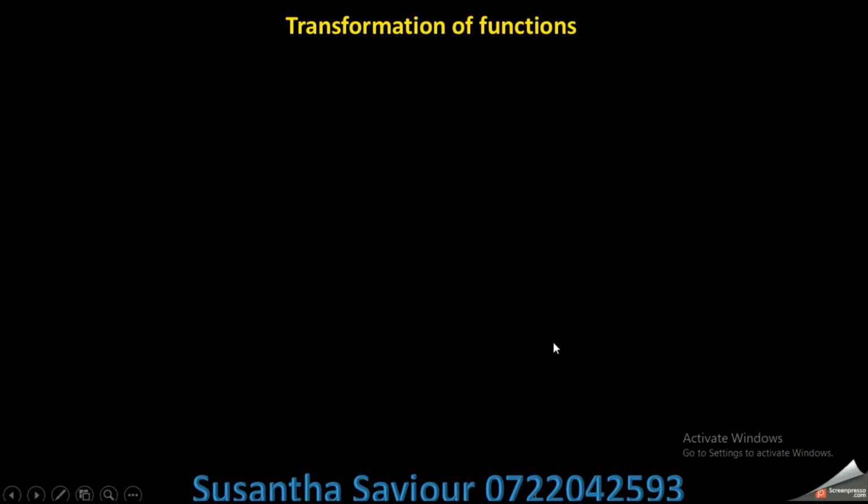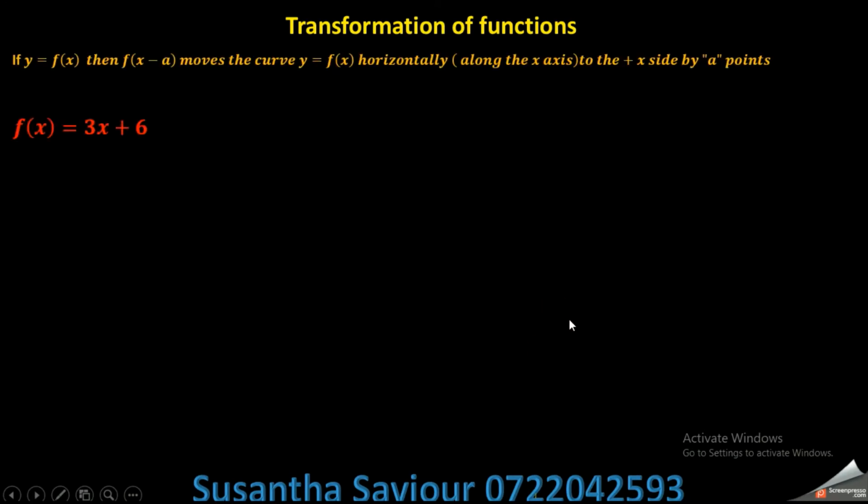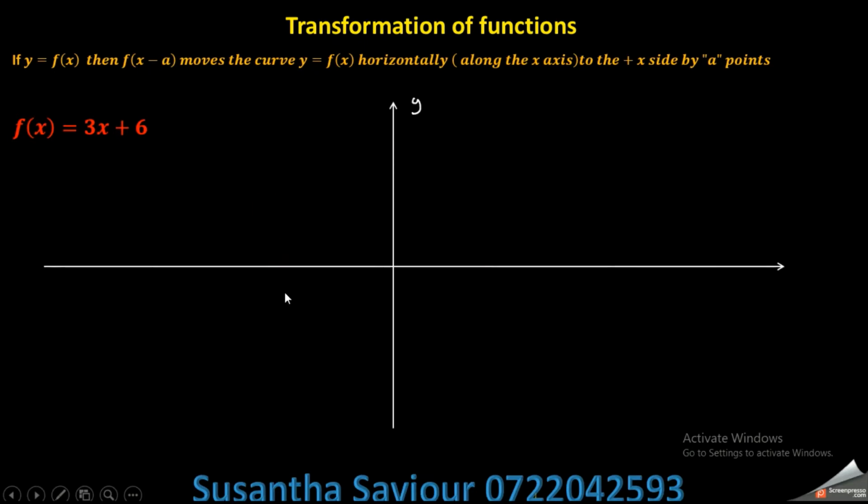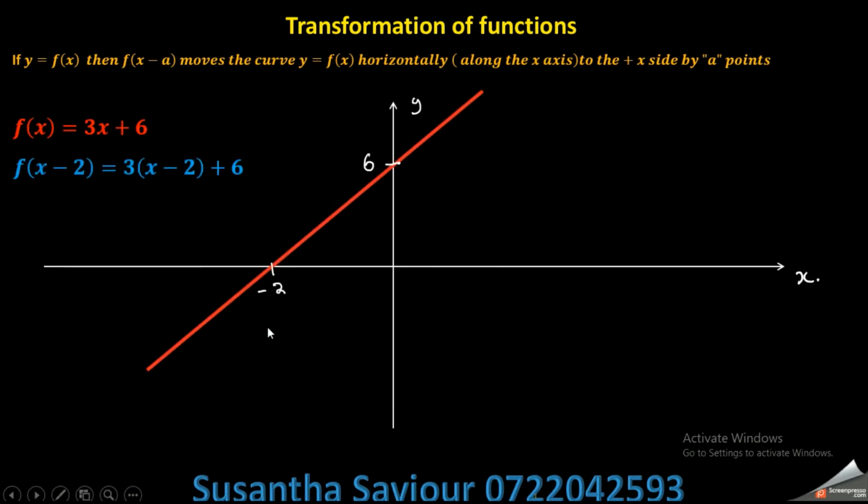Look at this. We will take f of x equals 3x plus 6. This is a simple straight line. We will further sketch this graph. This is y equals f of x, that is 3x plus 6. When x equals 0, y is equal to 6. When y equals 0, x is equal to minus 2.